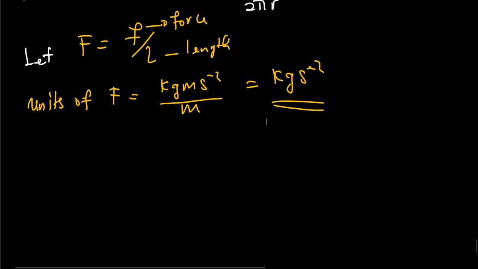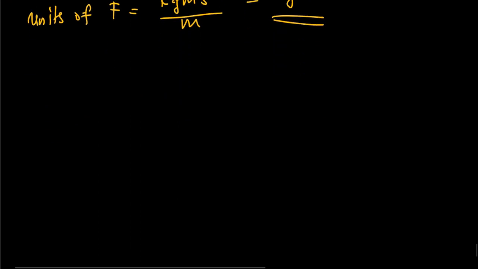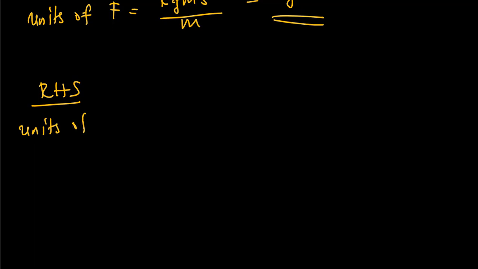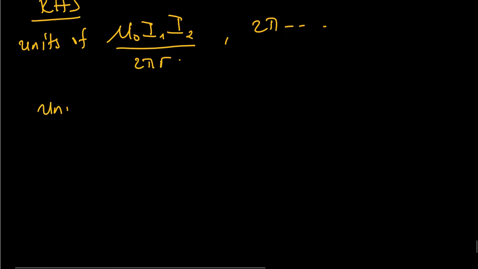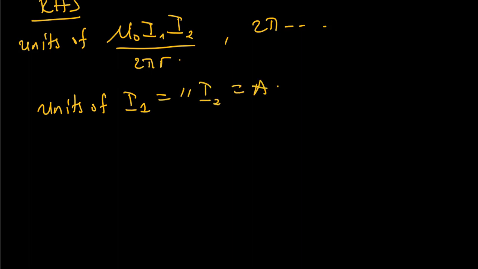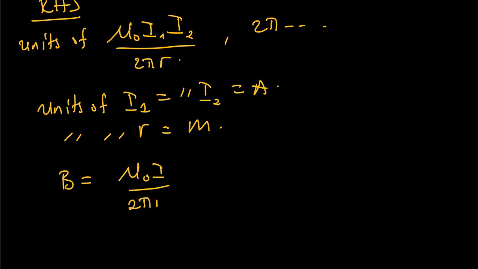Now let's get the unit of the right hand side. In order for us to get the unit of mu naught, let's start with simple units. For the right hand side we have to find the units of mu naught I1 I2 divided by 2 pi r, but 2 pi is a dimensionless constant, so we care less about it here. The units of I1 is the same as the units of I2, which is the ampere, and the unit of r, which is separation, is the meter. And so the unit of mu naught: we can use the definition of the magnetic field, which is mu naught I divided by 2 pi r, and so B is the force per unit current length.